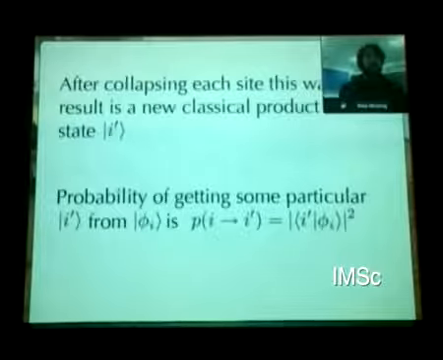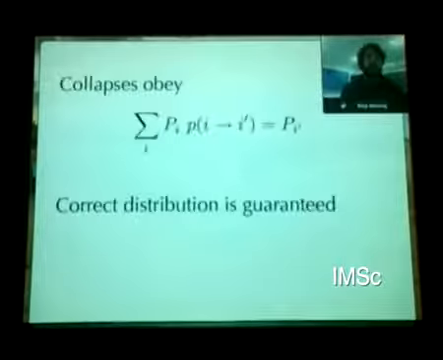So once you apply this procedure to every site one at a time, the result is a new classical product state. I call it I prime. And I don't show the proof here, but you can check that the probability of getting some particular I prime from the state phi I is given by this overlap, I prime overlap with phi, the square of that overlap. So that number is the probability that you'll get a particular product state I prime. And it's pretty easy to show by just going through the algorithm one by one.